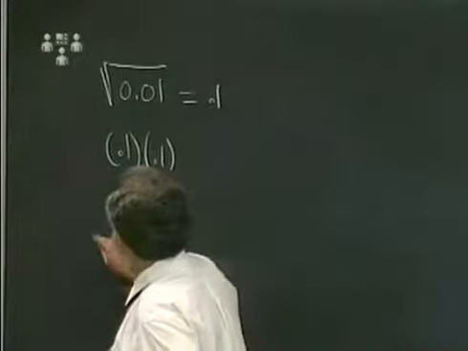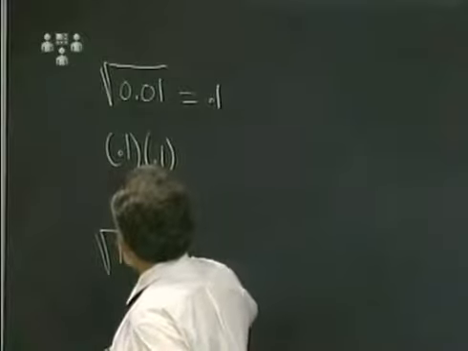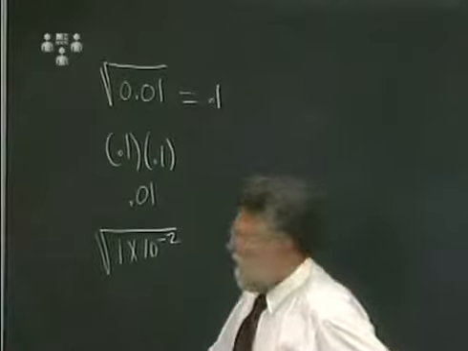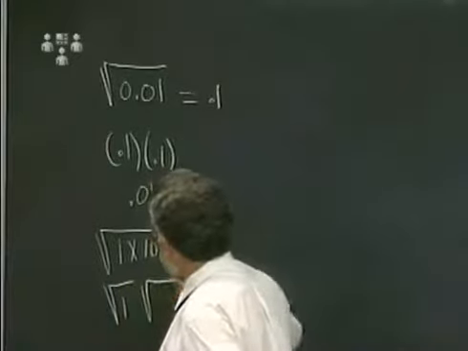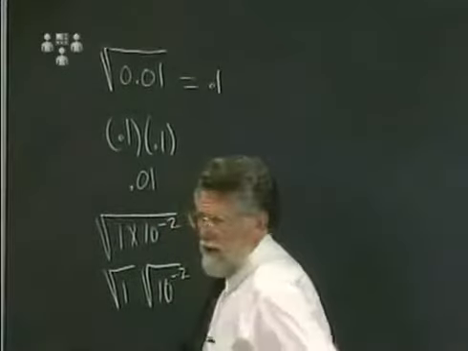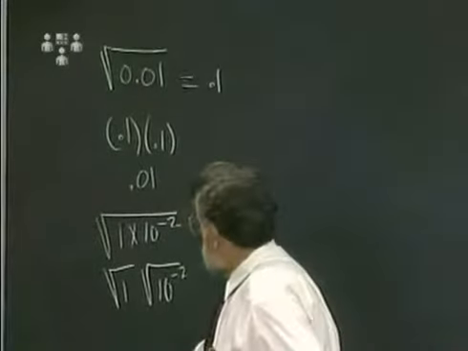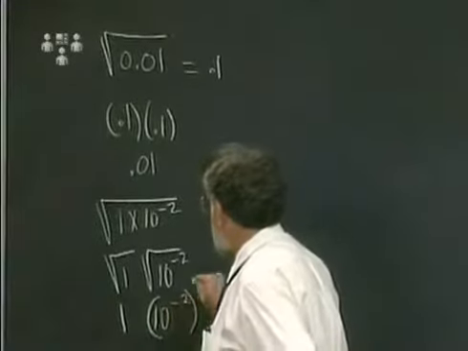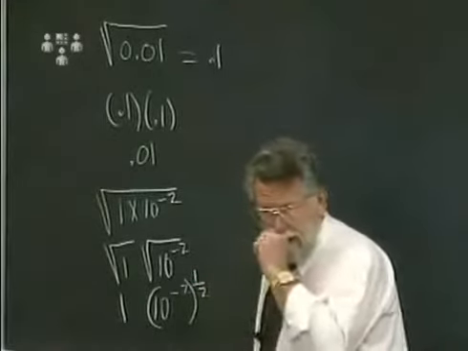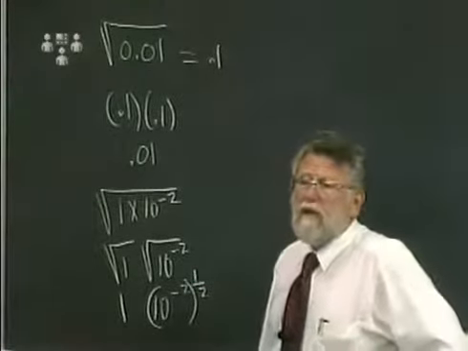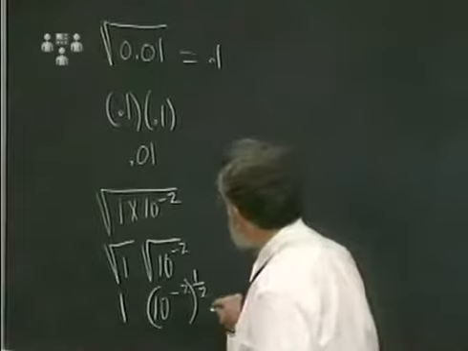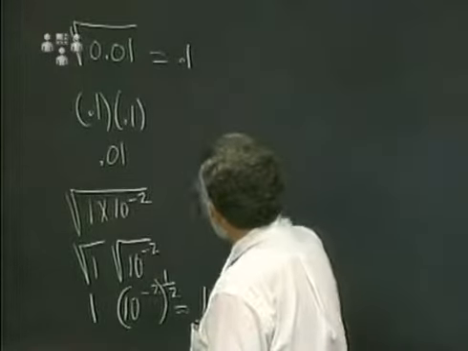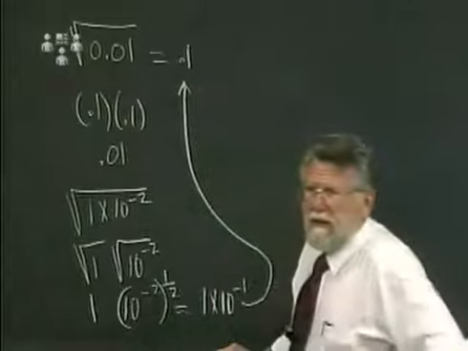The other way is to understand that that's the square root of 1 times 10 to the minus 2. And then that's the square root of 1 times the square root of 10 to the minus 2. The argument there is that that's 1, and then this is 10 to the minus 2 to the 1/2 power. That was where we were talking about a square root being a fractional exponent. So that would give you 1 times 10 to the minus 1, which is that answer.